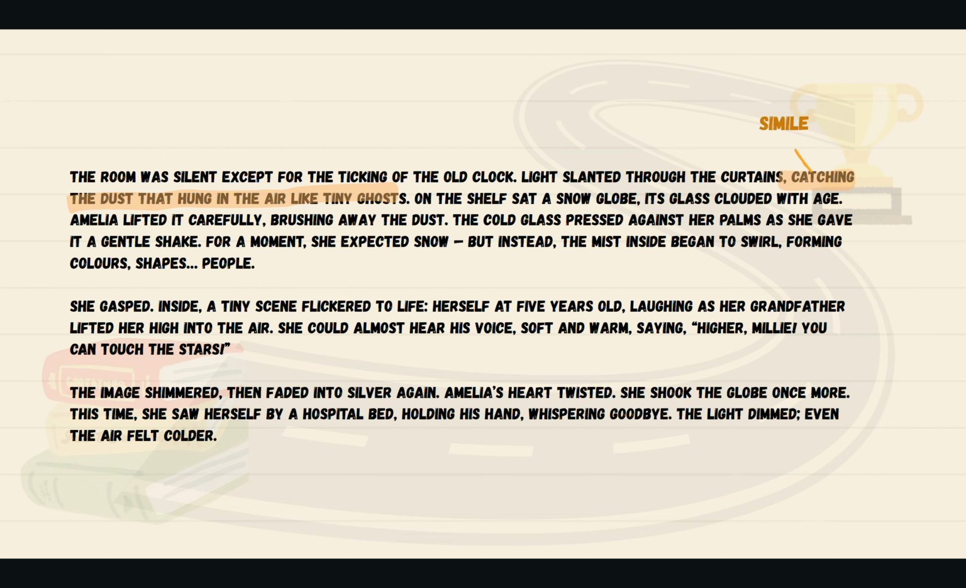Right, let's have a go at analysing this answer that I've written for you guys. So here, where I've written catching the dust that hung in the air like tiny ghosts is an example of a simile. Here, clouded with age is an example of a metaphor. The quote, colours, shapes, people is an example of a list, also known as a triple. The part where it says she gasped is an example of a short sentence, and at 5 years old is an example of a flashback.